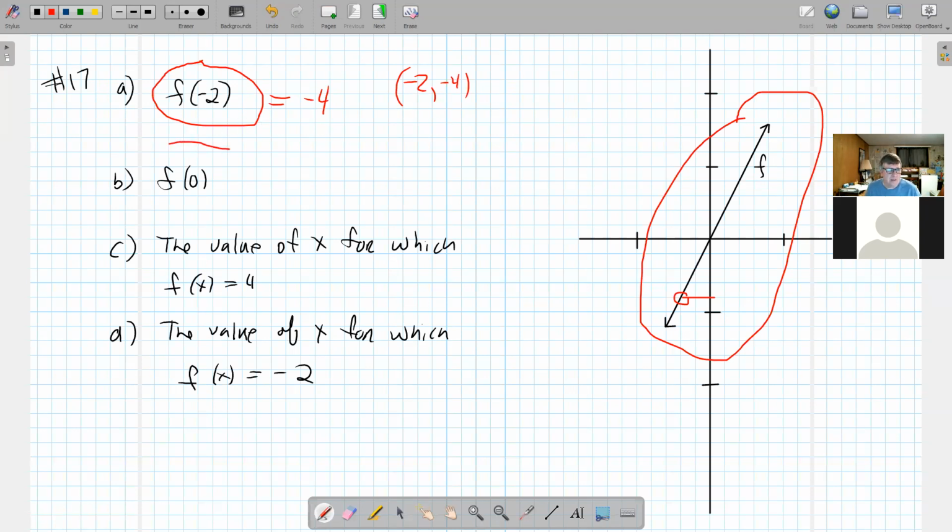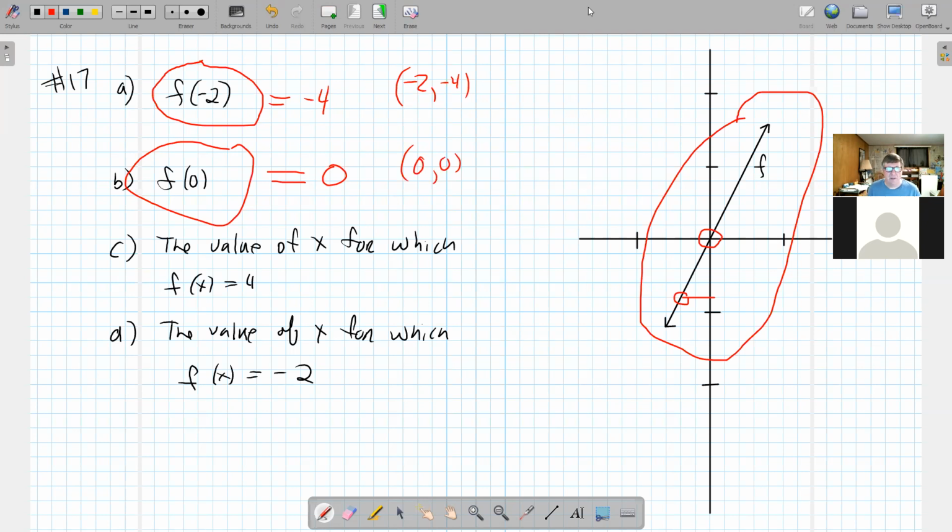Okay. Then it says find f of 0. So where on this graph is x equal to 0? Right there. What's the corresponding y value? That would also be 0. Right. So when x is 0, y is 0. Any questions about that?